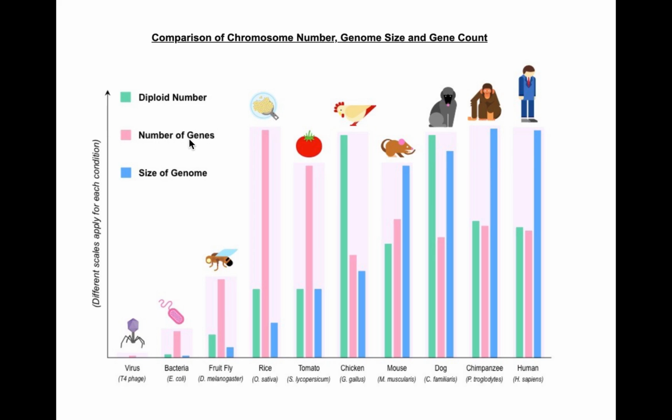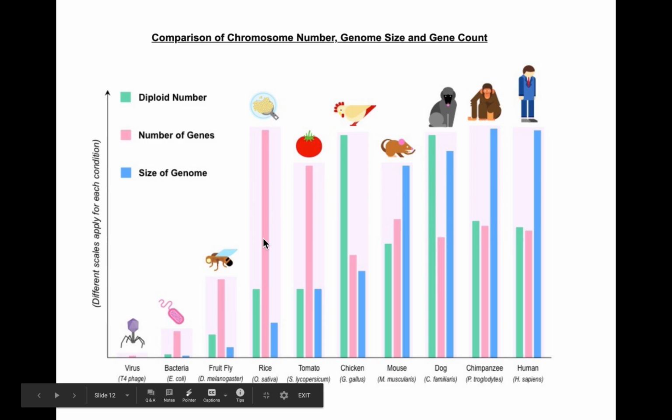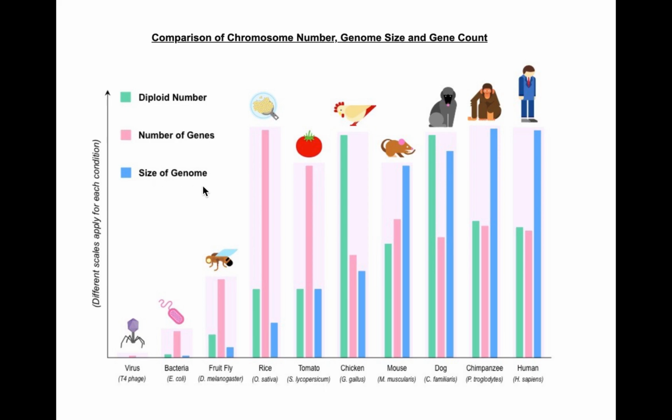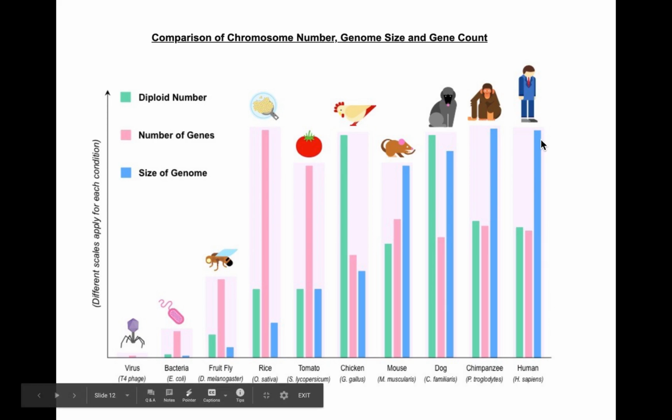And then the number of genes is in pink. Like we talked about here, here's rice. Look how many genes they have, different varieties of genes. That's a lot versus humans over here. And then the size of our genome, which means the amount of DNA in an organism. We have a lot of DNA here, so that was a lot that they sequenced compared to, for example, a fruit fly or a bacteria.